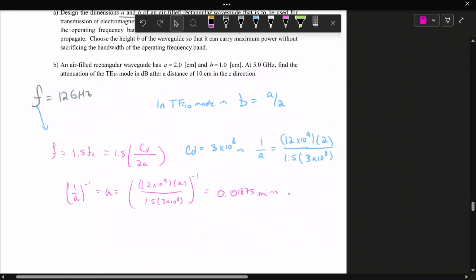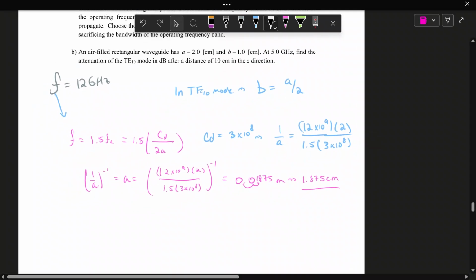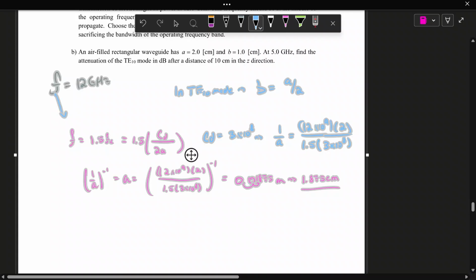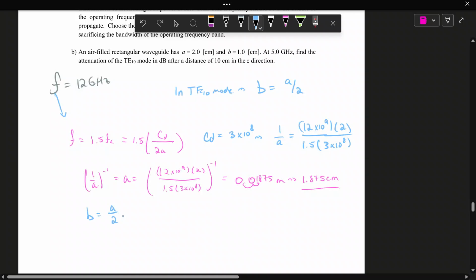So let's just change it to centimeters, might be a little easier. Move the dot 1, 2 over: 1.875 centimeters. That's our A value. Now we want a B value, so B is equal to A over 2.